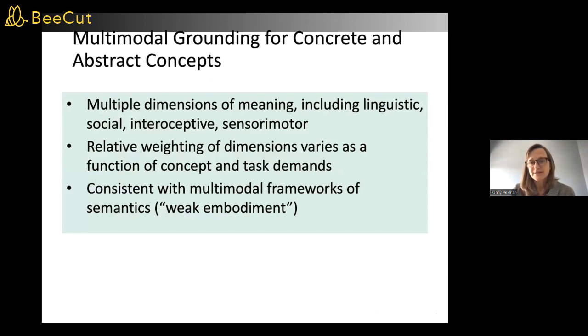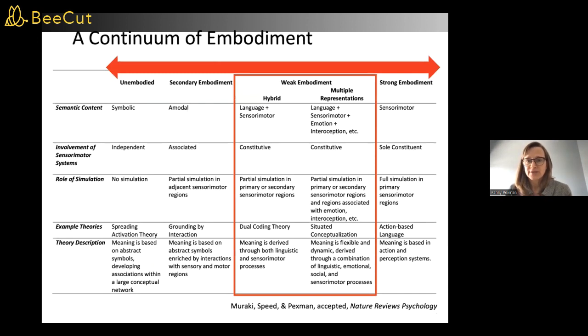And that's consistent with what I would say is in the weak embodiment space of that continuum I showed you at the beginning. So using this red box here to show where I think our data are best explained by a model that allows for multiple dimensions of meaning, where sensorimotor information is important and constitutive of meaning for some things, but not for everything. And so simulation is going to be an important process, but probably only partially, if you want to be able to explain our knowledge of all concepts.